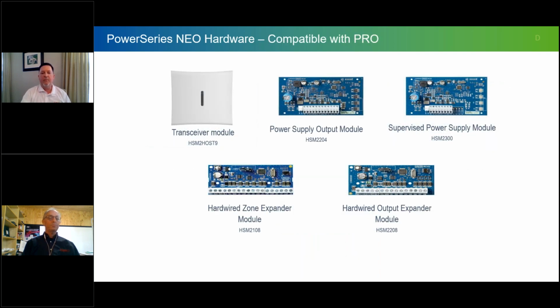The Pro is compatible with some of the older Neo modules. The power supplies, zone expanders, output boards, and the transceiver are all compatible and can be pulled into the Pro. With the 2108, you do not get the variable resistance capability that the motherboard and the 3408 zone expanders offer.